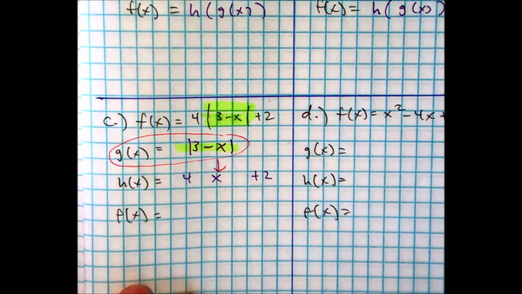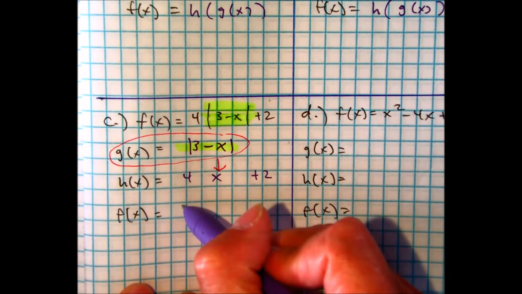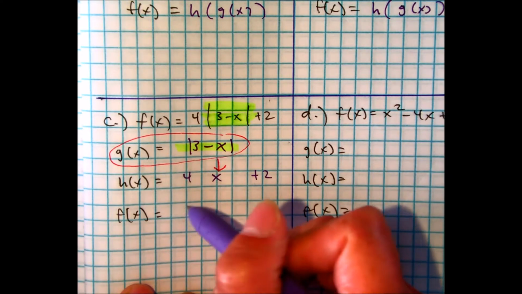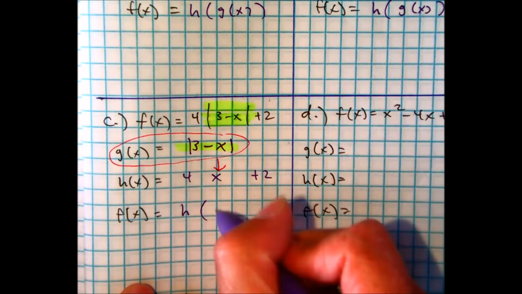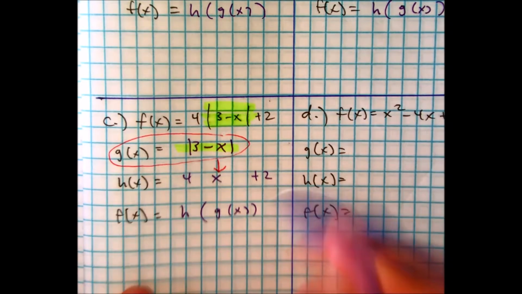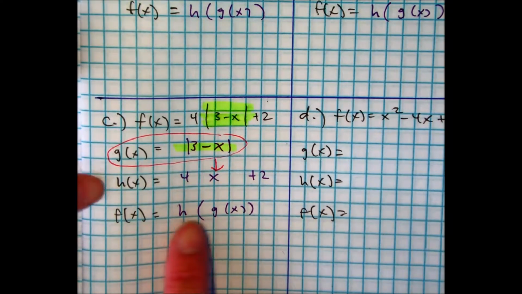So what can I write? What goes on the outside, h or g? H of g of x. We're putting the g inside the function of h. Okay?